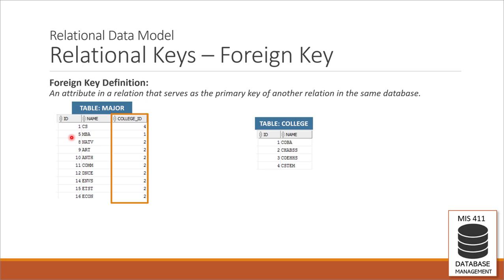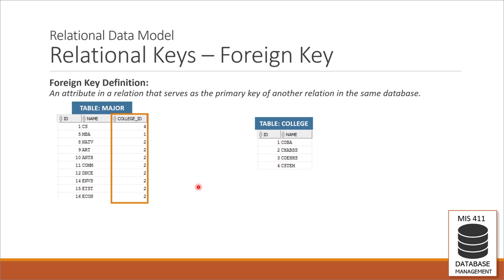Likewise, for row 2, I have the ID of 5, the name is MBA, and the college ID is 1, right? And so I go over to the college table, and I can see that 1 corresponds to COBA, College of Business, right? So in that way, I have a column in a table, the college ID column, that serves as the primary key of another table. So the college ID in the major table is actually the primary key of the college table.